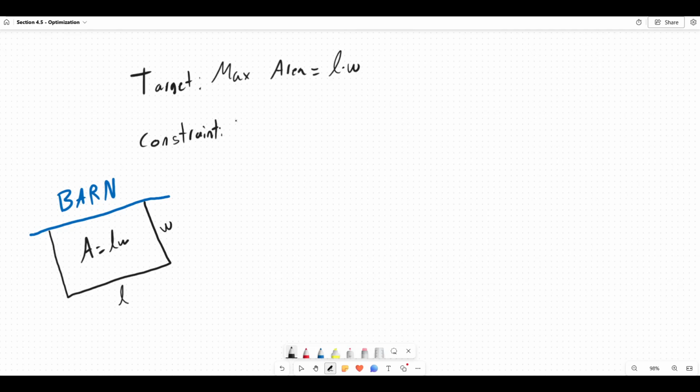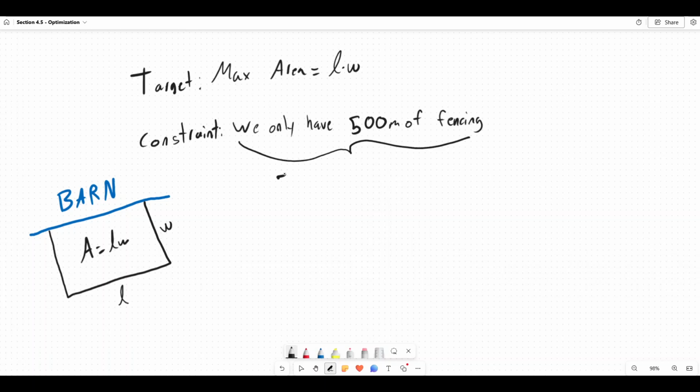Now, what is our constraint? We only have 500 meters of fencing. If you want the largest pen possible, just use up a bunch of fencing. But that's not realistic. We have some maximum amount of fencing that we've purchased. So the question is, what should we choose for L and W such that our choice will maximize this area? Well, we need this constraint in an equation. Something equals 500. And it's going to be what we construct. And notice we construct L plus 2W.